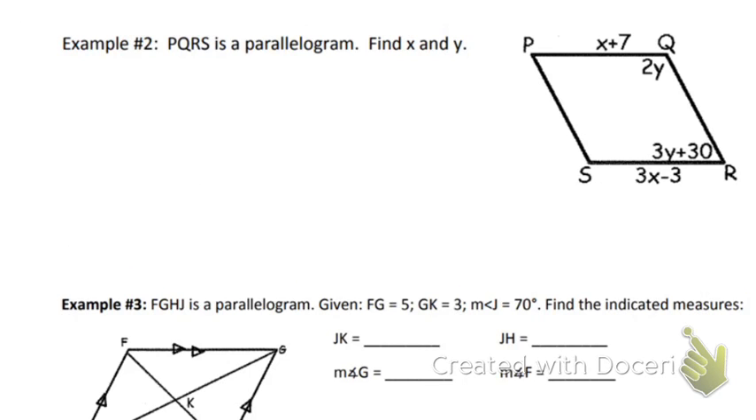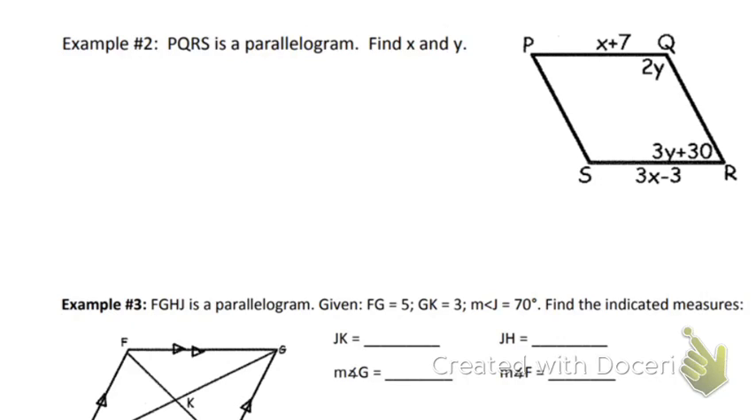The next one says PQRS is a parallelogram. It's probably important to say it's a parallelogram, right? Otherwise, it's just a quadrilateral. We don't know anything about it. So it says find x and find y. What do we know about the two angles? I know PQR and QRS. When you add those two together, they're supplementary, so they add to 180.